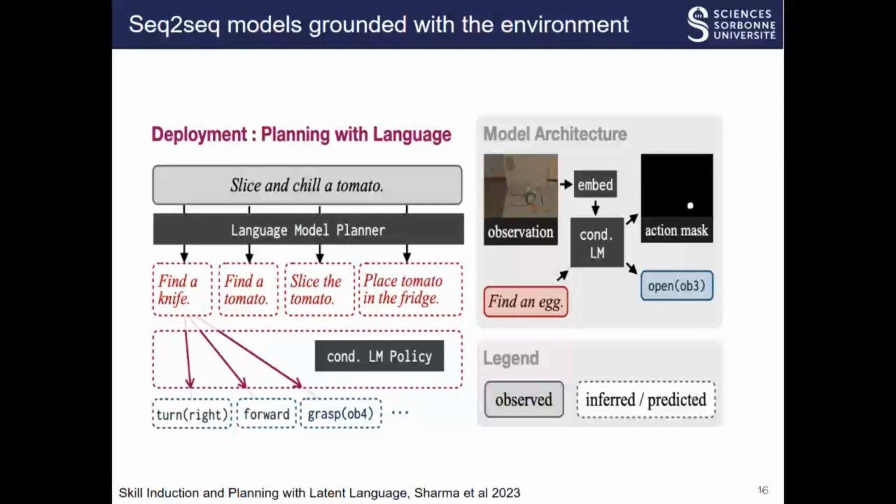Here are different examples of models. This one is called SL3, in which you provide the image, you embed the image, and you also have an embedding of the text. Then you can condition the language model on those two embeddings to provide the different actions.